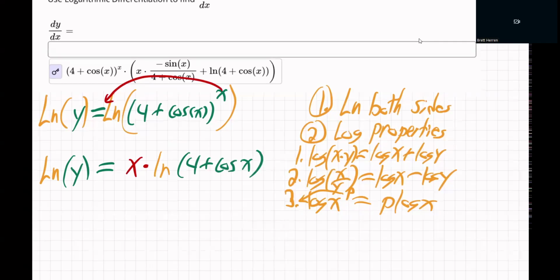Now you might think, okay, yeah, I know the next step. Let's just make that ln of 4 and ln of cosine x. No, no, no, no. We can't do that. It's illegal. That's really not one of the properties. But I say, yeah, it is right here. No, look carefully at that.